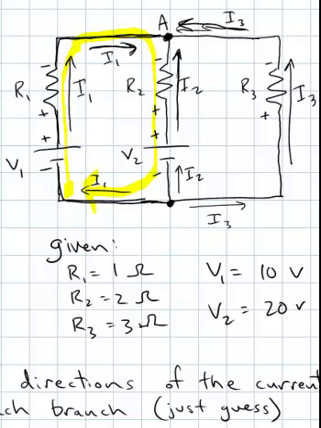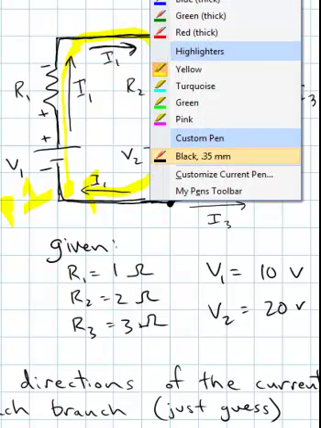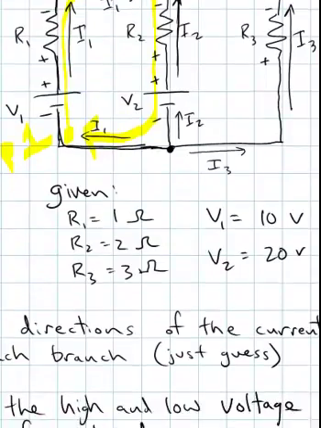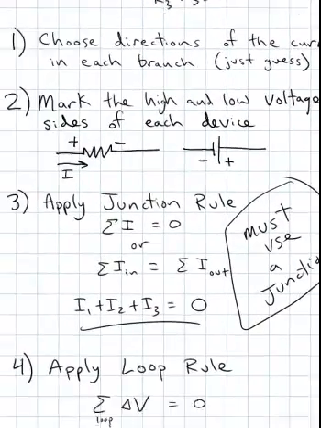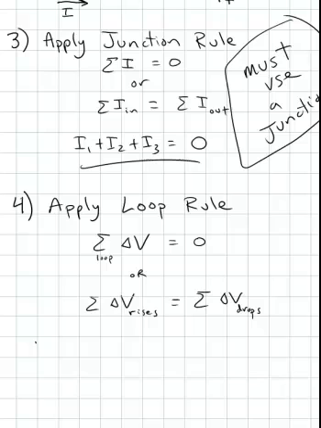And we can call that loop 1. So if I start out at some point and I go around the loop and I come back to the same point, I better get back to the same potential. So I can add up all the rises and drops around that loop, and I better get back to my starting point. So let me do that for you. So this is going to be loop 1.